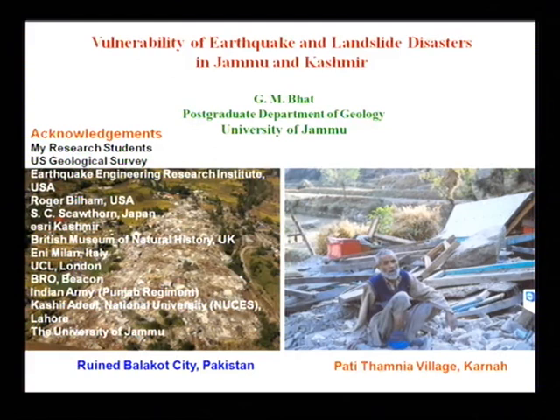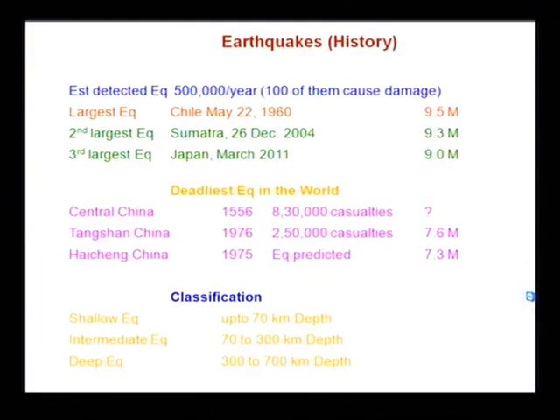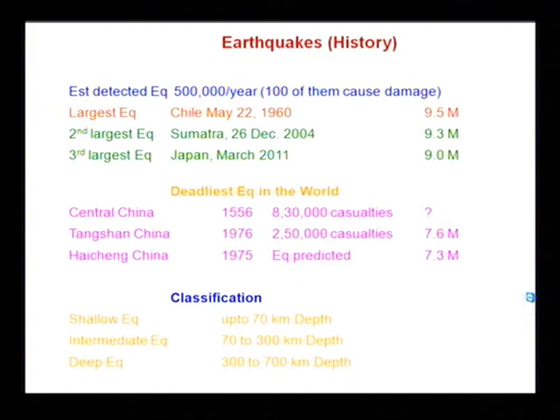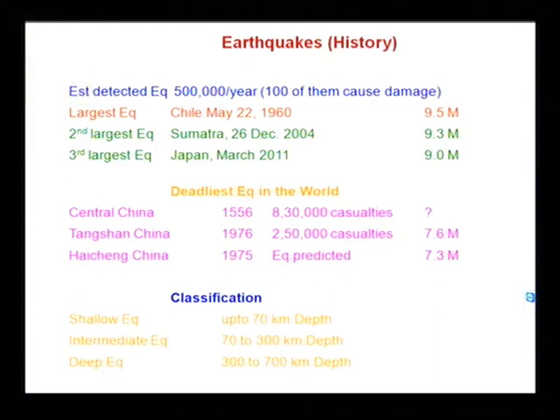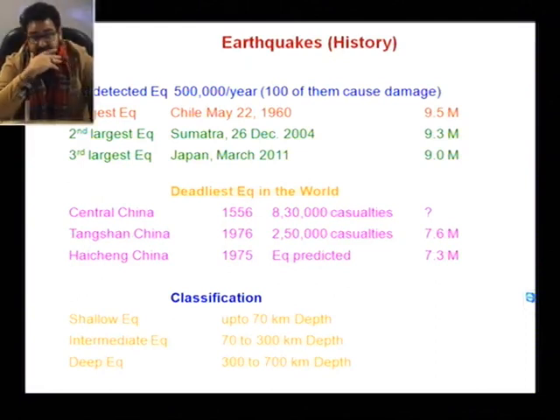The first slide you're seeing has some stats about how many earthquakes are detected per year, and hundreds of them cause damage. The largest earthquake we have experienced was about 9.5 magnitude, which is a scale by which we measure the intensity of an earthquake. It was in Chile in 1960, the second largest in Sumatra, and the third largest in Japan.